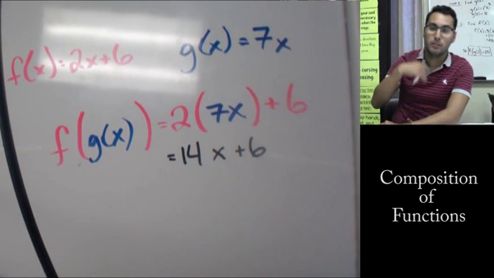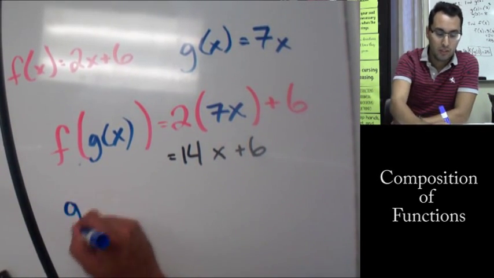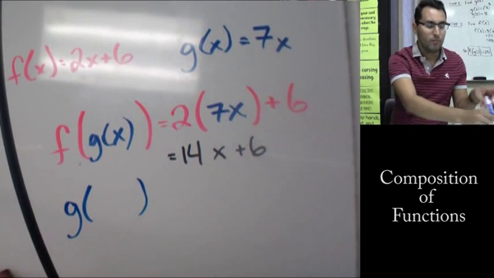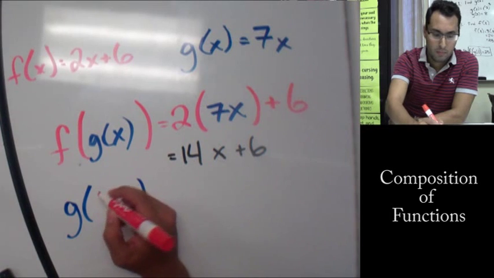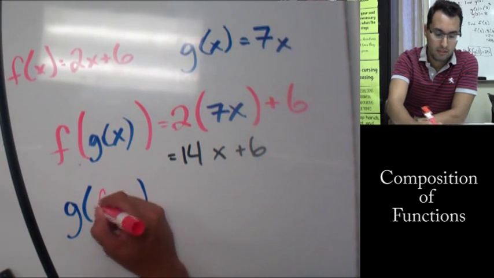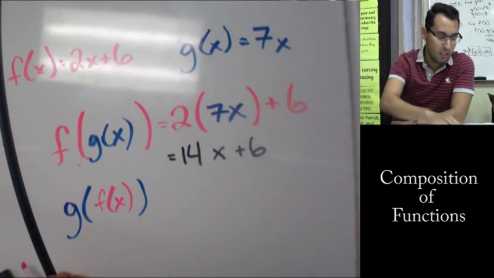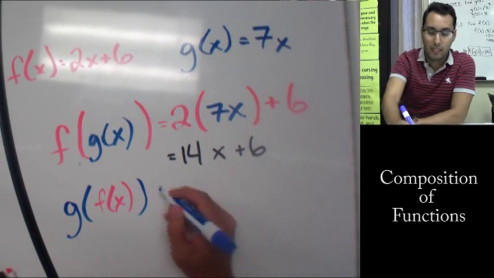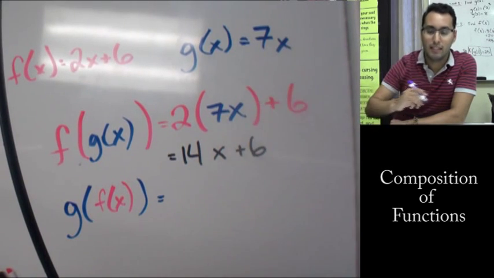What I like to do is go the other way as well and compute g of f of x, the opposite sense. Alright, so this is a little bit reversed. So again, now in this sense, we have g as our outside function. We're going to write 7x.